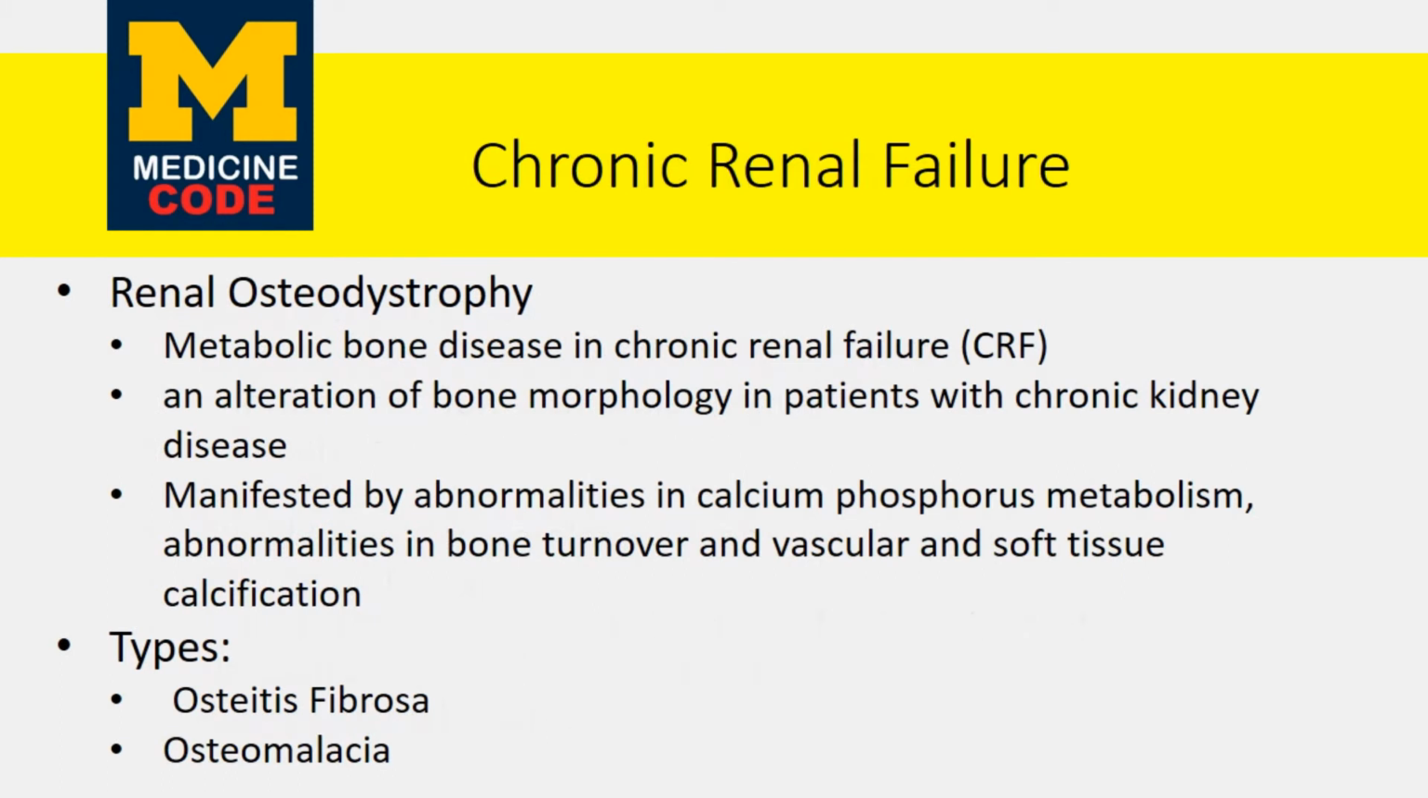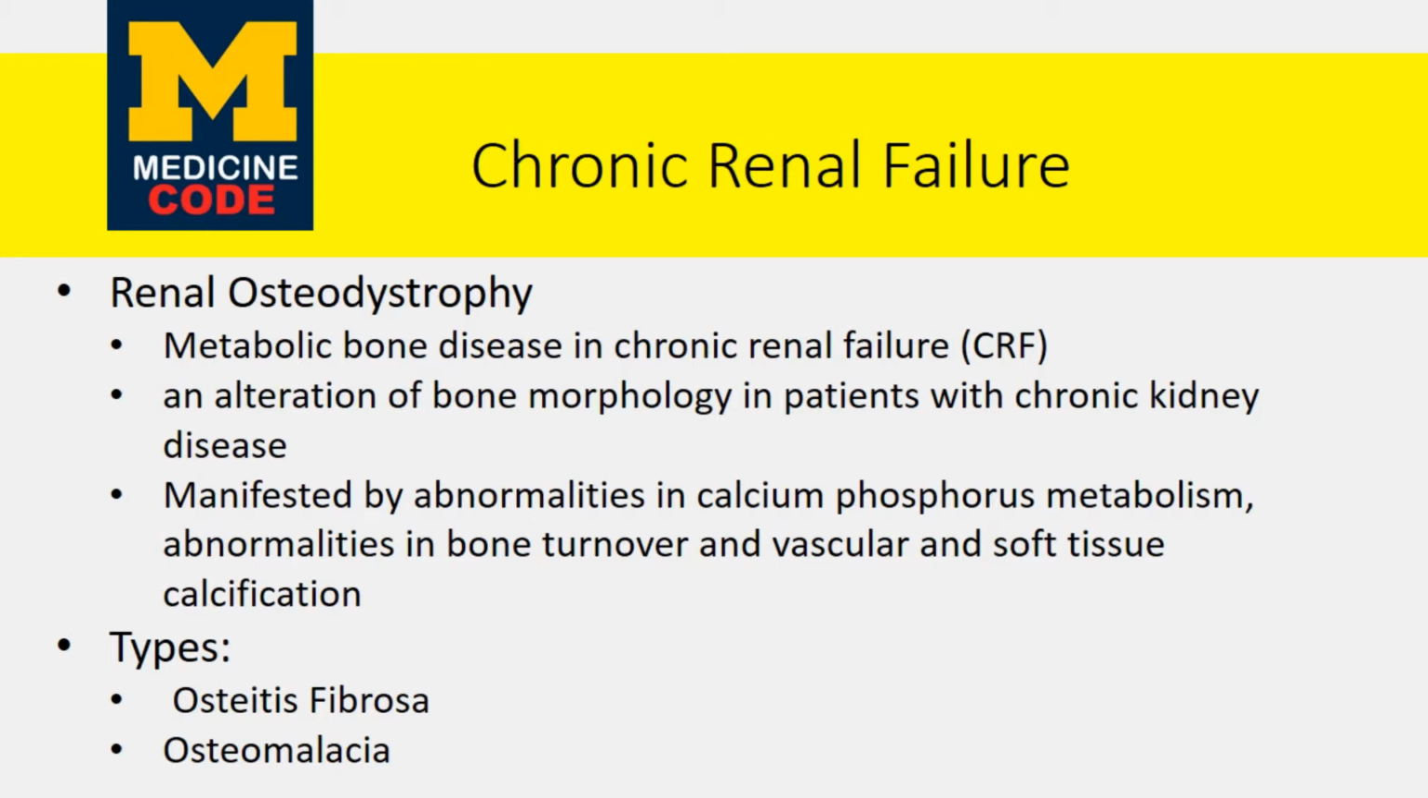Another complication in chronic kidney disease is renal bone disease. CKD metabolic bone disease is an alteration of bone morphology in patients with chronic kidney disease. It is a systemic disorder of mineral and bone metabolism due to CKD, manifested by abnormalities of calcium, phosphorus, PTH, or vitamin D metabolism, abnormalities in bone turnover, mineralization, volume, linear growth, or strength, and vascular or other soft tissue calcification. There are types of CKD metabolic bone disease.